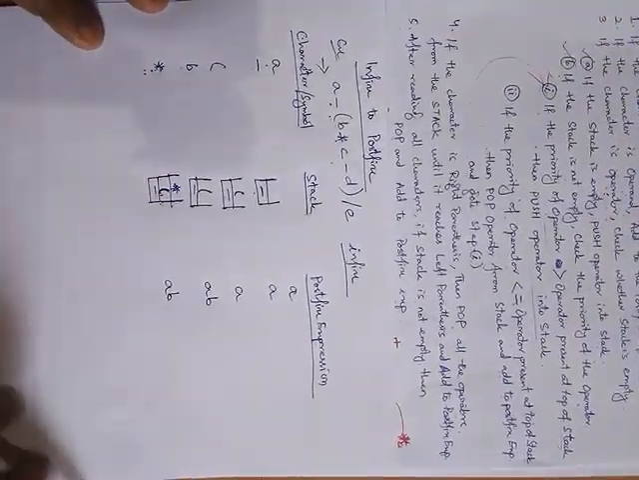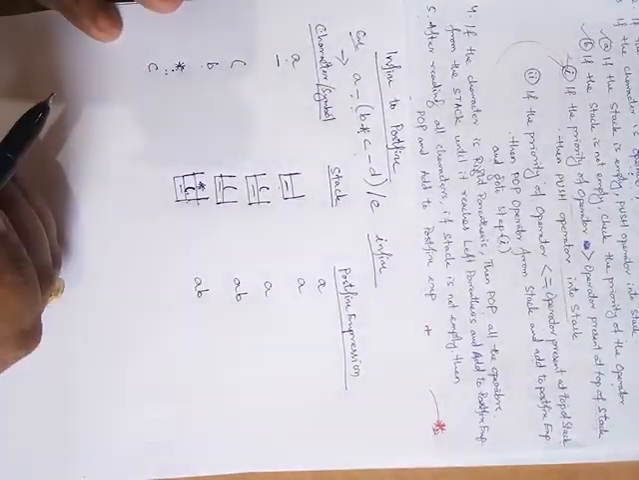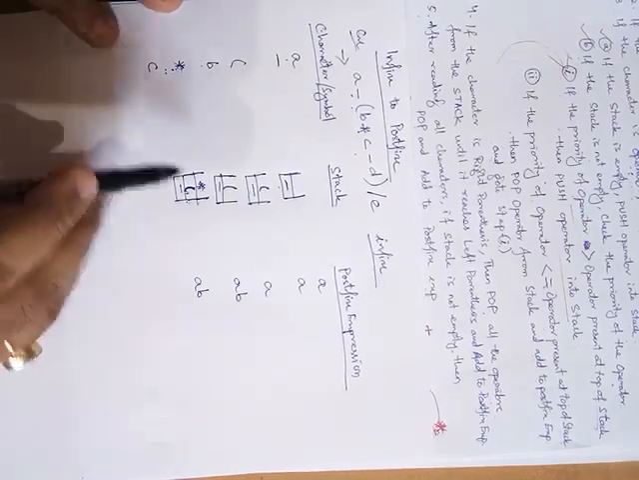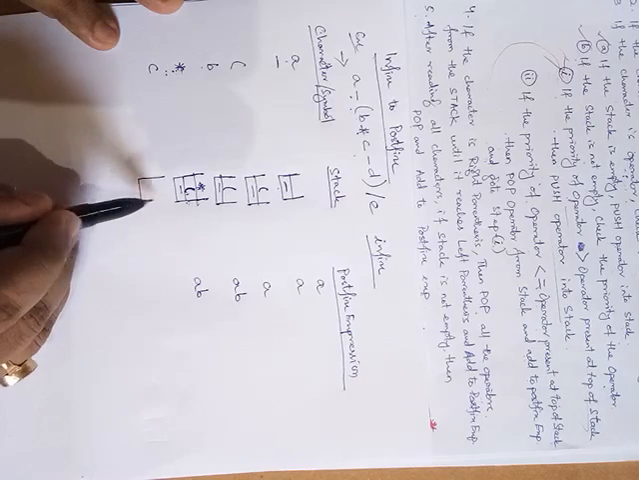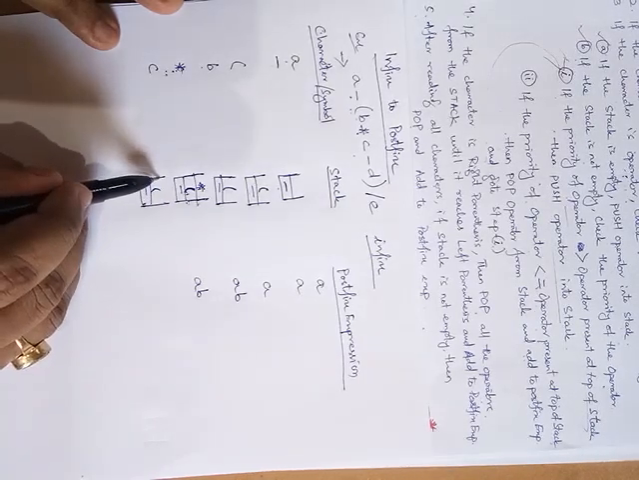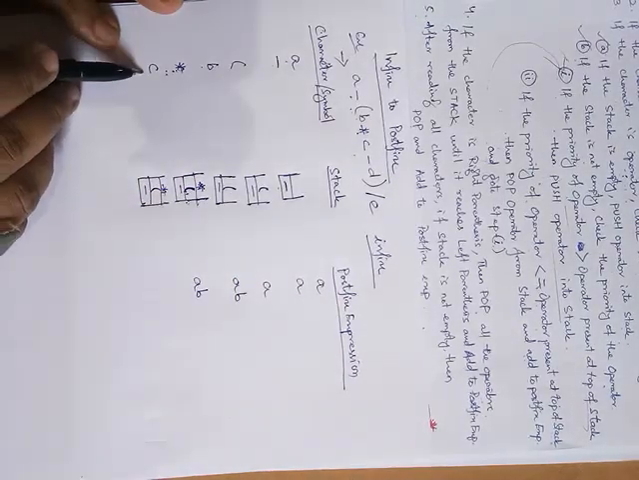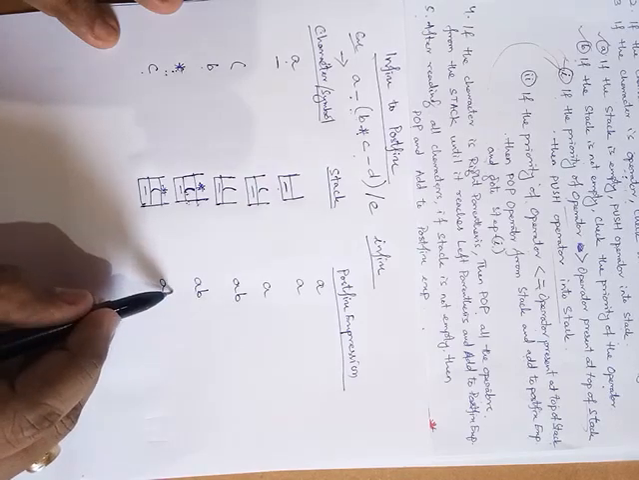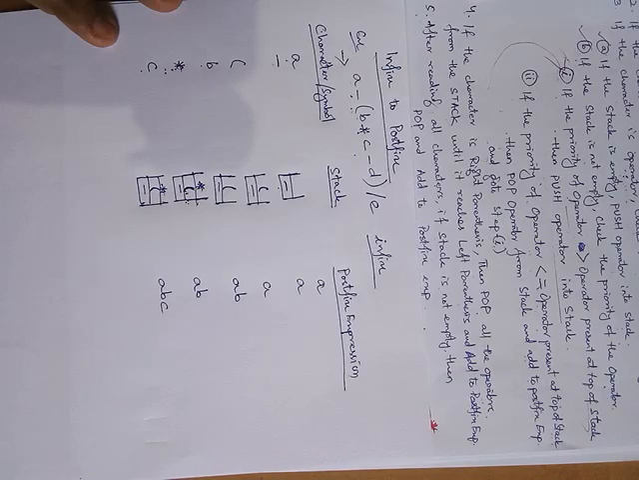Now the next character is C. If the character is an operand, add it to the postfix expression. Now the stack will be the same, that is minus, left parenthesis and star, and this C, this is the operand, will be added to the postfix expression. Now the expression will be A, B and C.